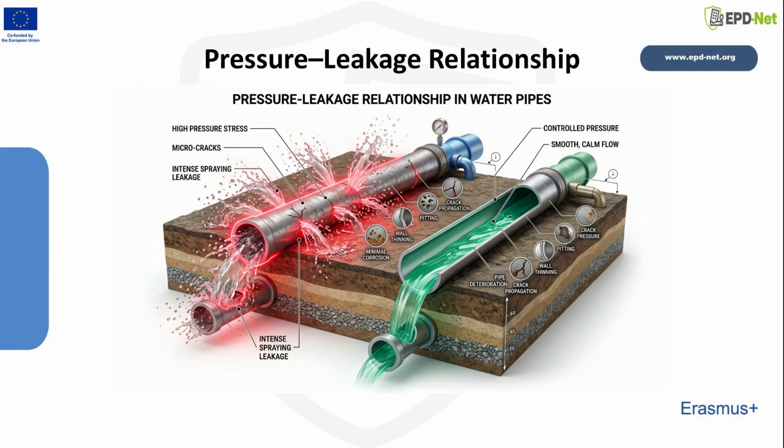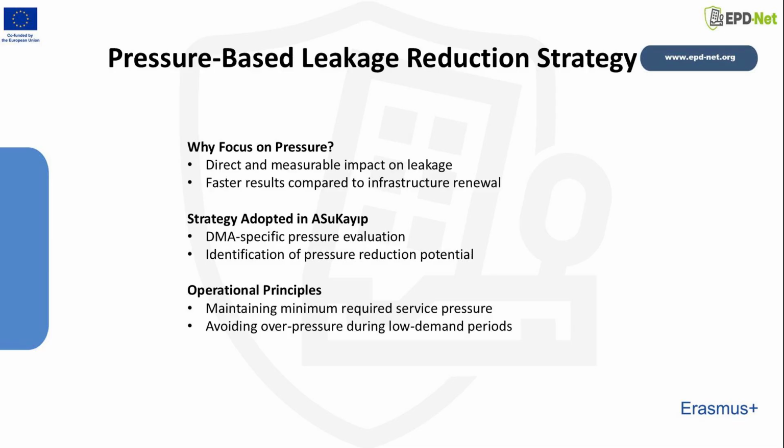Unlike some other loss factors, pressure is a controllable variable. By understanding how pressure influences leakage within each DMA, utilities can develop targeted pressure optimization strategies to reduce physical losses while maintaining acceptable service levels. Pressure-based leakage reduction is a central strategy in the Ecological project because pressure has a direct and measurable impact on physical losses. Reducing excessive pressure often produces faster and more cost-effective results compared to large-scale infrastructure renewal projects.